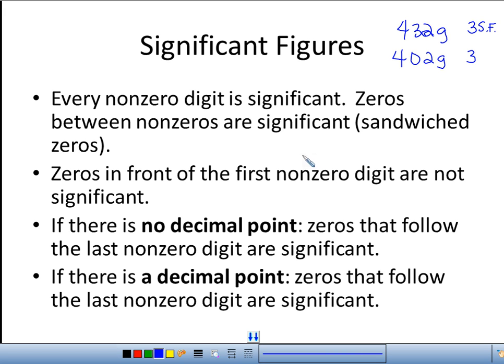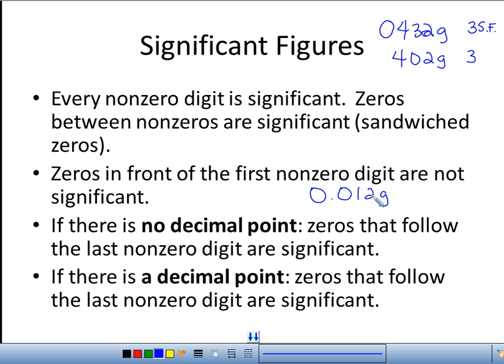Okay. Zeros in front of the first non-zero digit are not significant. Sometimes you see a number written like this. Well, that doesn't change the value of this. This still says that it is 3 sig figs. All right. Now, where else does that come into play? Well, here's where it comes into play. What if our number, our measurement, was 0.012 grams? This number would have 2 sig figs.